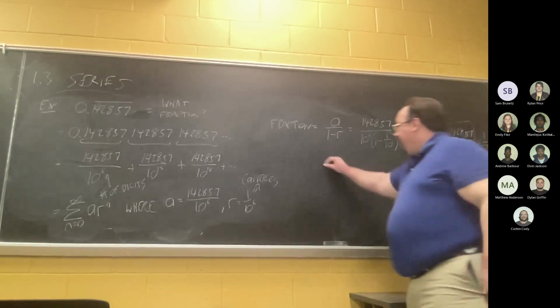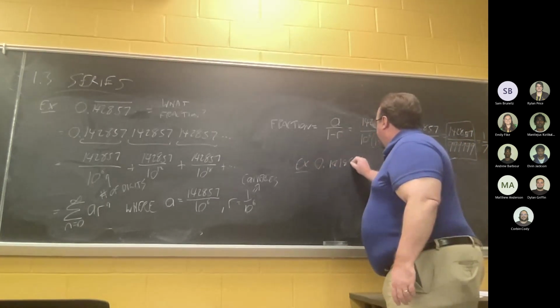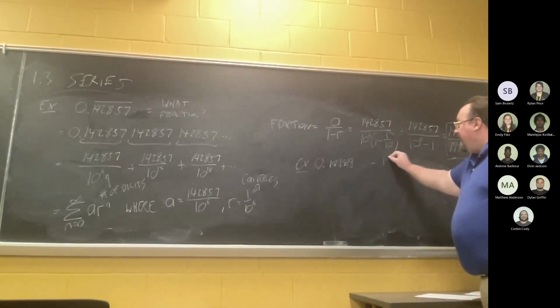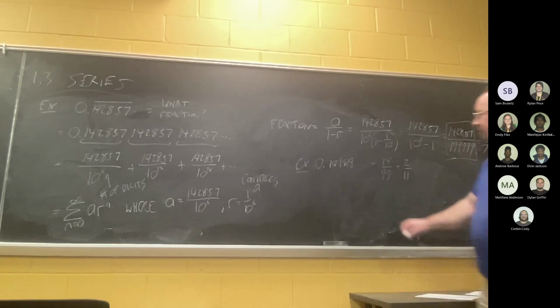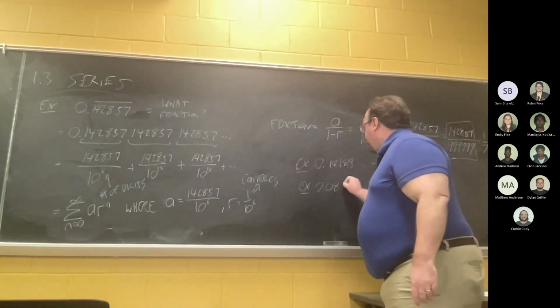So another example. 0.181818, and so on. So that would be 18 over 99. This is definitely not in lowest terms because the numerator and denominator are both divisible by 9. Turns out to be 2 over 11. Okay, I'll do one more that's a little more complicated because it's not entirely repeating.